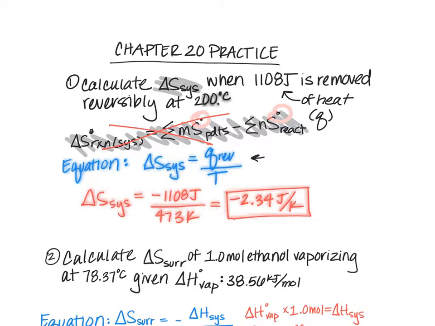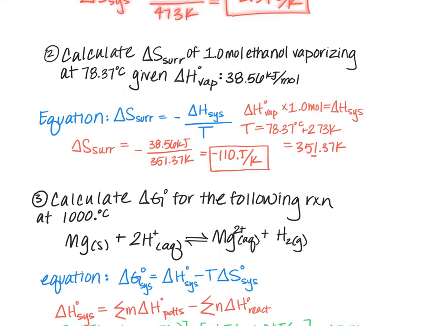All right. So after deciding what equation you're going to use, I'm going to plug in Q rev. Notice that the question says that 1108 joules is removed reversibly. When it's removed, that means it lost heat, so that's where this negative comes into play. Divide it by 473 K, so 200 degrees Celsius plus 273 gives me 473 K. And so you should get an entropy of negative 2.34 joules per Kelvin. Okay, moving on to problem number 2.